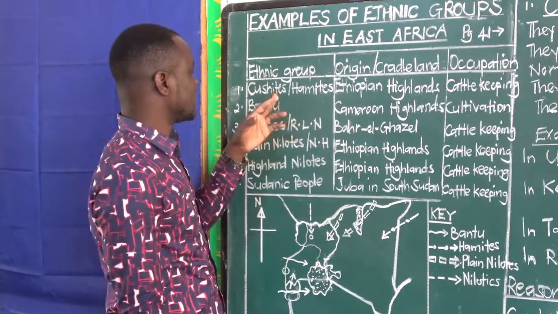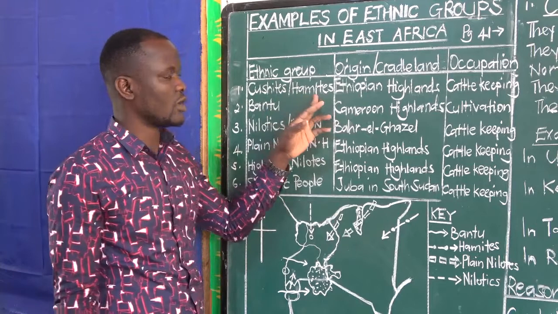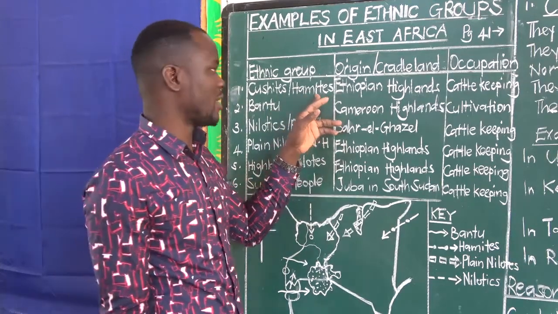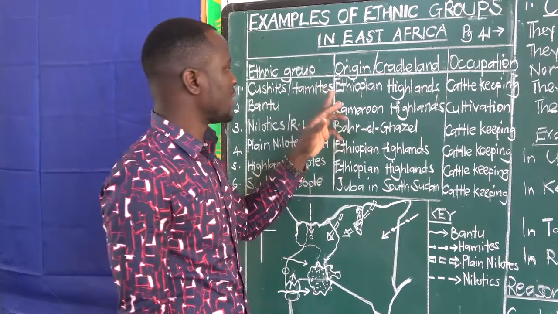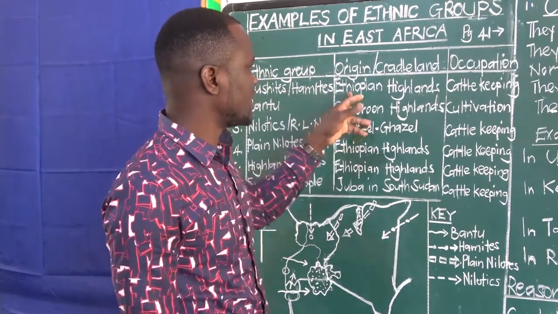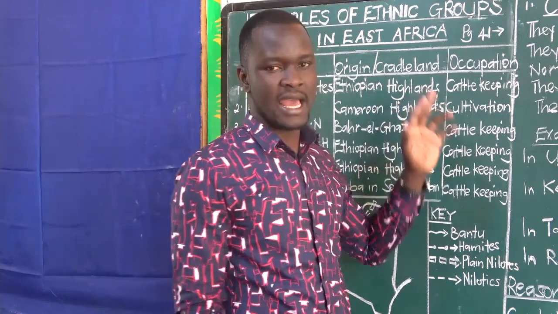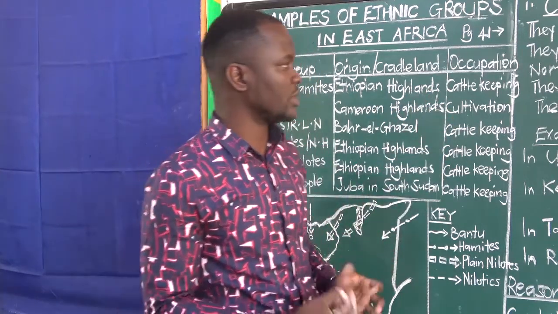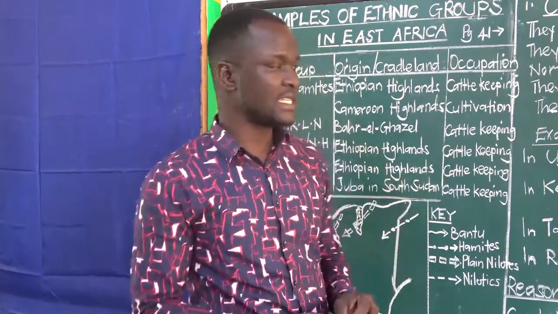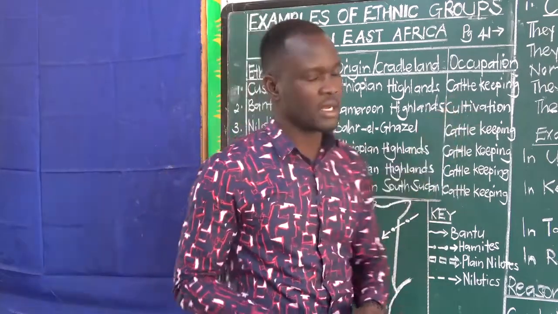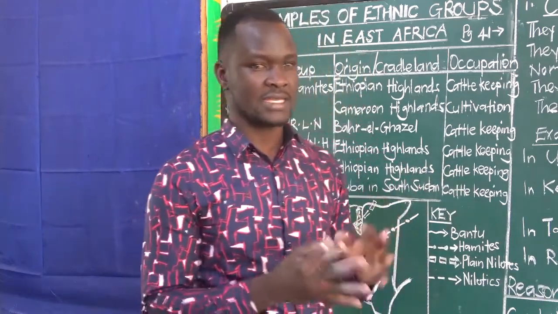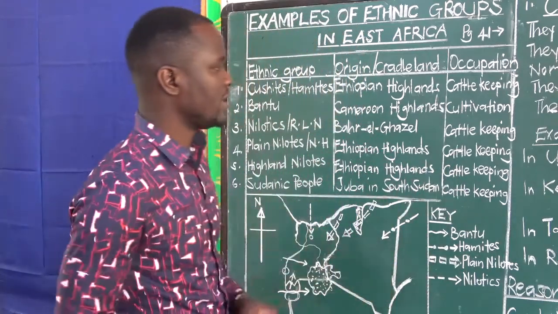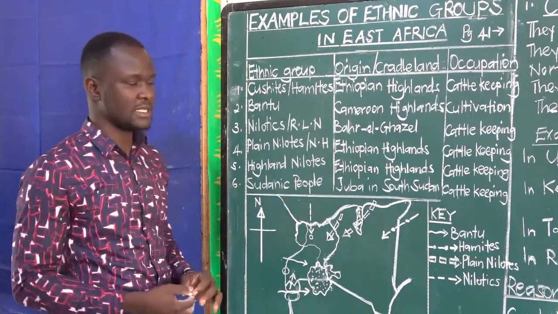We have the Cushites that we can also call Hamites. We need to be aware of this. Cushites or Hamites. Here we are saying these ones came from the Ethiopian highlands, and their major occupation or main economic activity was what we call cattle keeping, meaning these were people who could move from one place to another with their large numbers of cows, I mean, with very many cattle, looking for water and pasture.